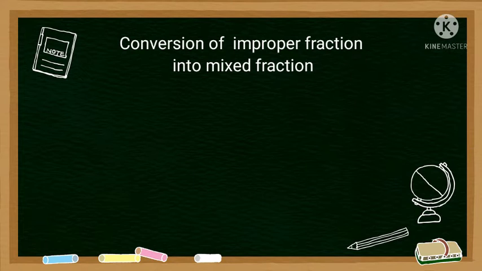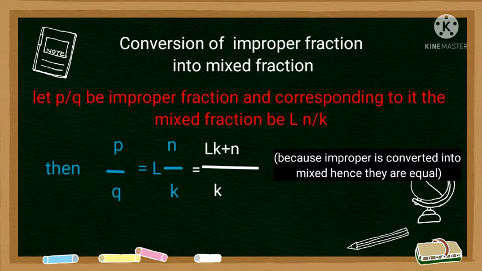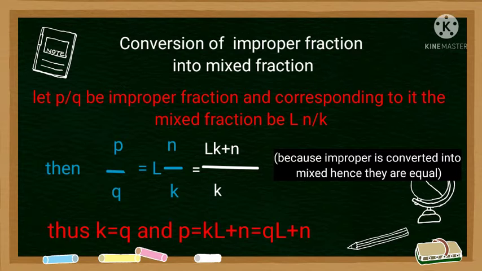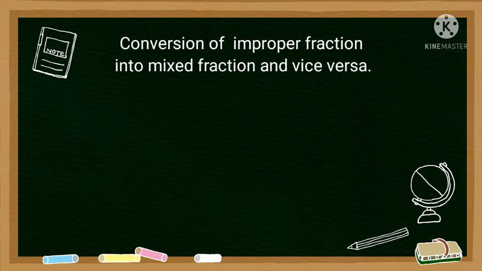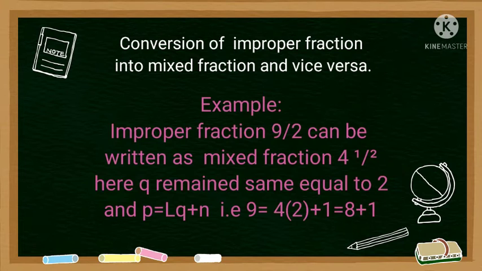For converting an improper fraction into a mixed fraction, the q component of the improper fraction remains the same in the mixed fraction. The L and p components of the mixed fraction can be obtained in such a way that q times L plus p equals the p component of the improper fraction. This same method can be reversed to find the improper fraction out of a mixed fraction. Here is an example. Observe this example carefully, and if you have any doubts, do let me know in the comments.